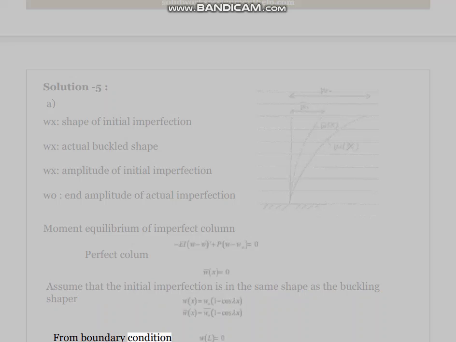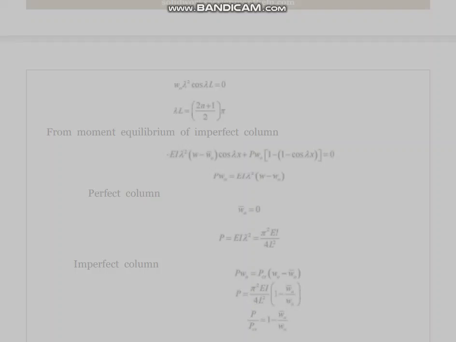From boundary conditions. From moment equilibrium of imperfect column. Perfect column. Imperfect column.